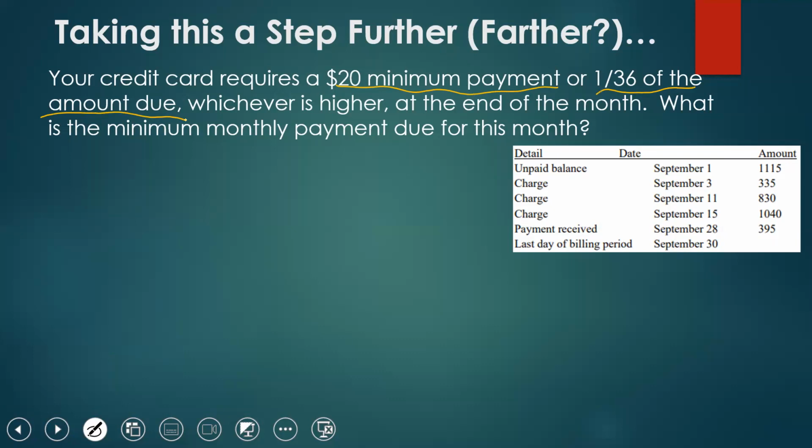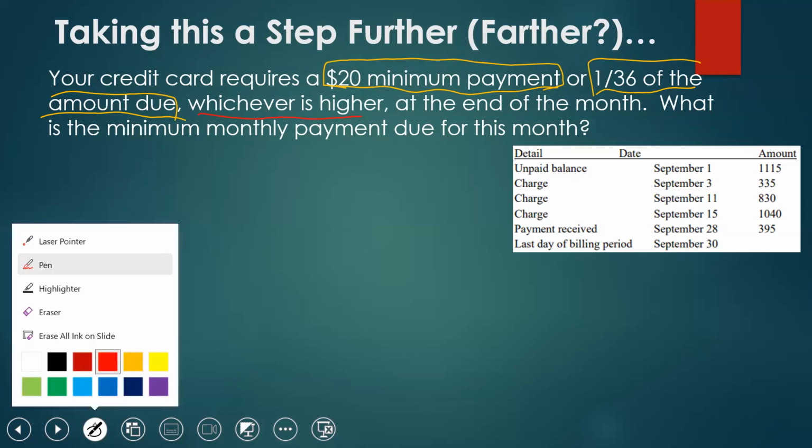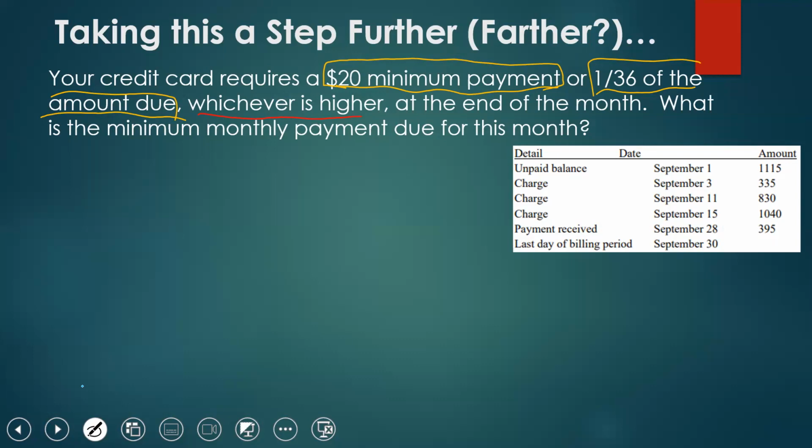So what we want to figure out is what is the minimum monthly payment due for this month. So what we see here is there's two options for what we could pay back. We could either be paying back $20 or 1/36th of that amount due that we calculated. And again, the credit card companies are going to look for whichever one is higher. Well, we know $20 is $20, so that's the amount that it is. What we want to figure out next is what is 1/36th of the amount due.